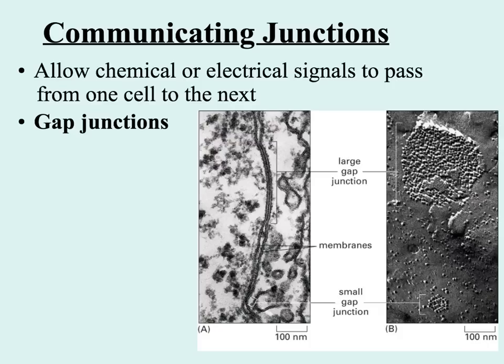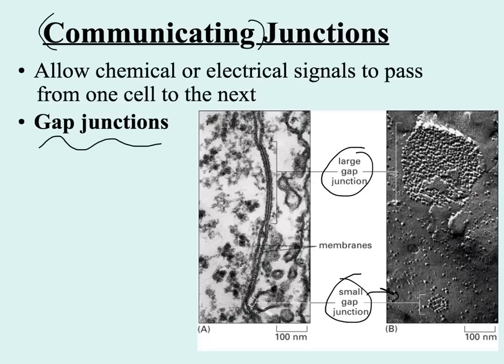So the communicating junctions, the one that I'm going to talk about the most are these gap junctions. And if you think about what communication is, this is allowing for signals to be shared amongst individuals or individual cells. And communicating junctions are shown here. Large gap junction, small gap junction.